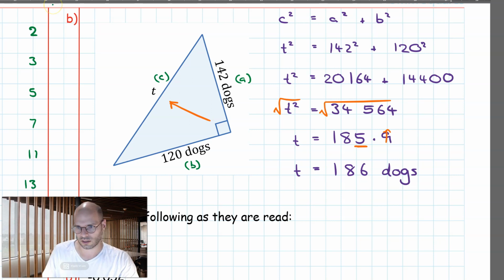Perfect. If you got this far, then we'll give it a tick. If you got some sort of value here, we'll give it a tick. And if you got this far, we give it a tick. But as long as you get up to here, that's pretty good. Alright. So the solution for this one was the square root of 34,564, or you could have said something like 186 dogs.